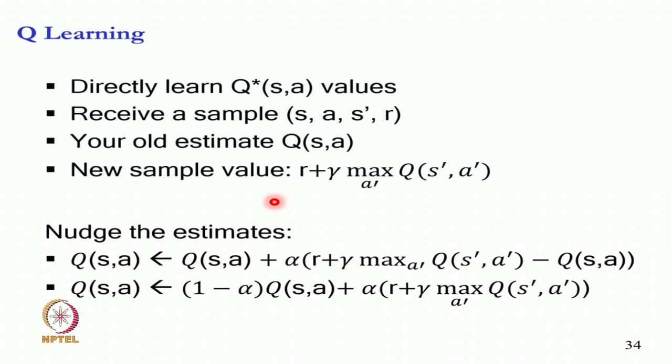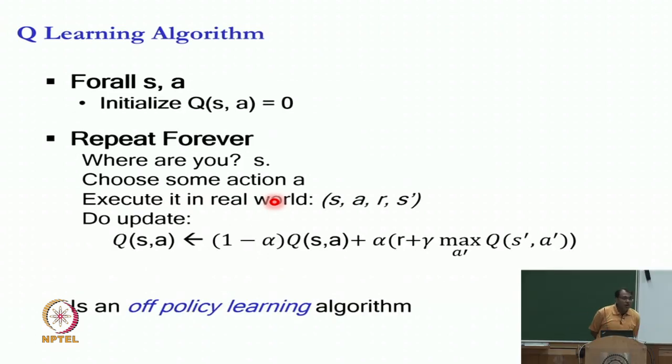It is very simple. Now, having built up the technical know-how, in practice what happens is that you initialize all the Q values somehow, let us say 0 or whatever, and then you repeat forever. You check where you are: you are in the state S. You choose some action A, you execute it in the real world. The real world tells you the state S prime you reached and the immediate reward you achieved, and then you make one update. You update the value of Q(S,A) using this particular equation.